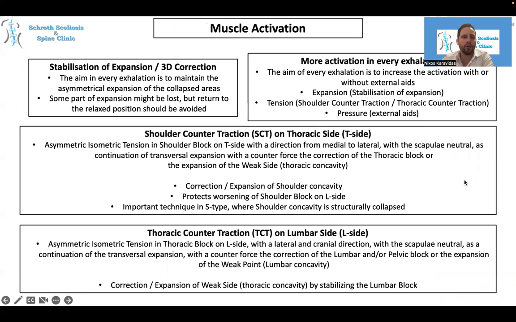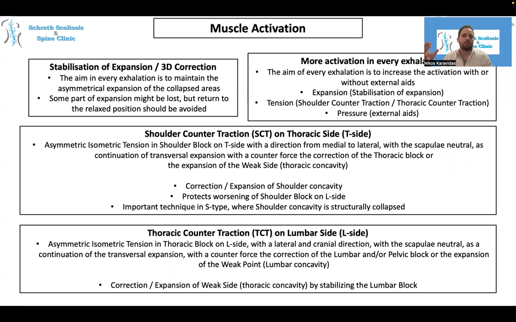So in the muscle activation, we have the first way to activate is by stabilizing the expansion and the 3D correction during exhalation. And of course, in every exhalation, we have more activation with the use of props or without the use of any props. And we have the tension techniques, the shoulder countertraction, which is very widely used, and it comes from the original Schroth method and the newly introduced term thoracic countertraction, which comes from our school. So this is a development coming from PSSE Schroth method.